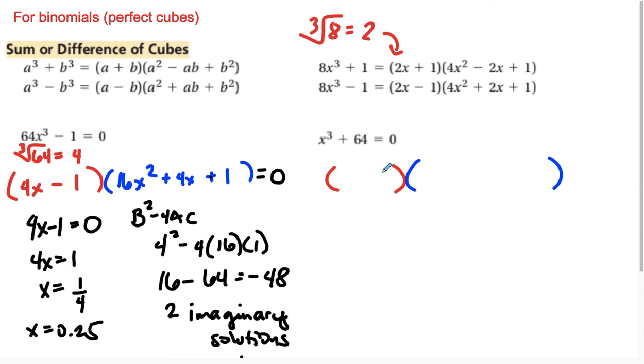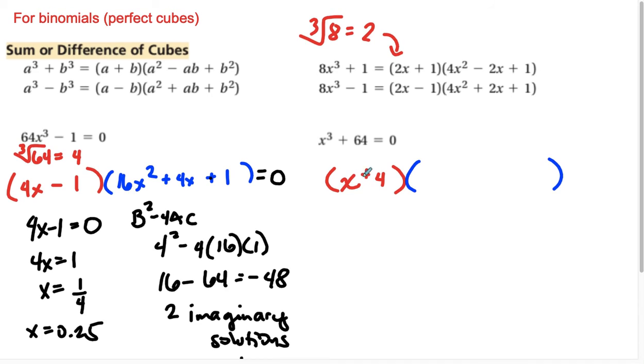So in our linear factor, we're going to have the cube root of x cubed, which is x, and then the cube root of 64, which is positive 4. Okay. Then we're going to take x and square it, so we get an x squared. Then we have 4 squared, which is 16. Then we take these two, multiply them together, and take the opposite sign. So I'm going to have a negative 4x.